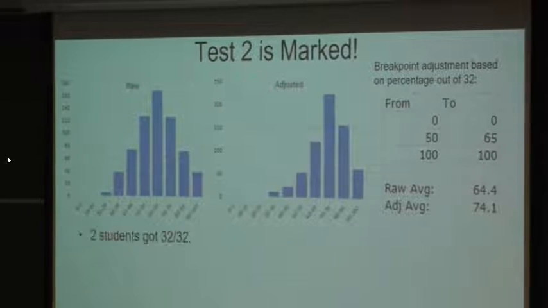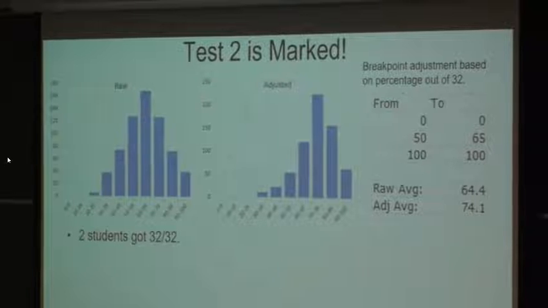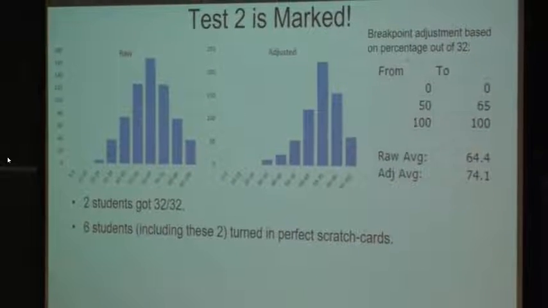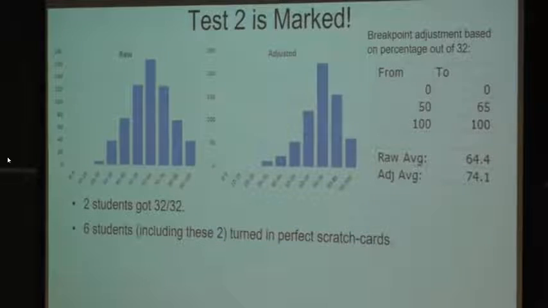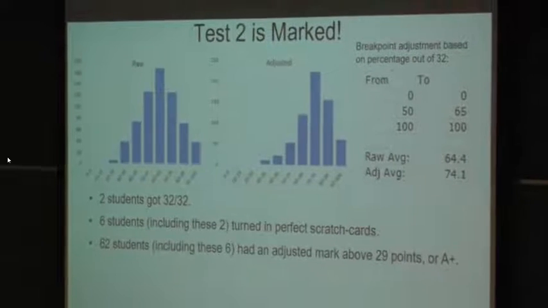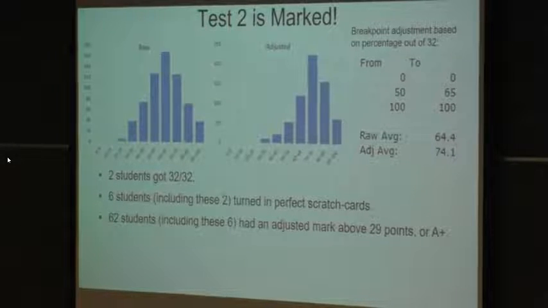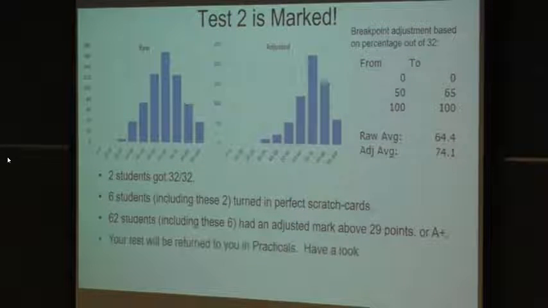There were 2 people who didn't get any boost at all. There were actually 6 perfect scratch cards we found, which just looked pristine and beautiful and no scratching except right on the right answers. And I think there's about 640 students in this class, so about 10% got an A+.